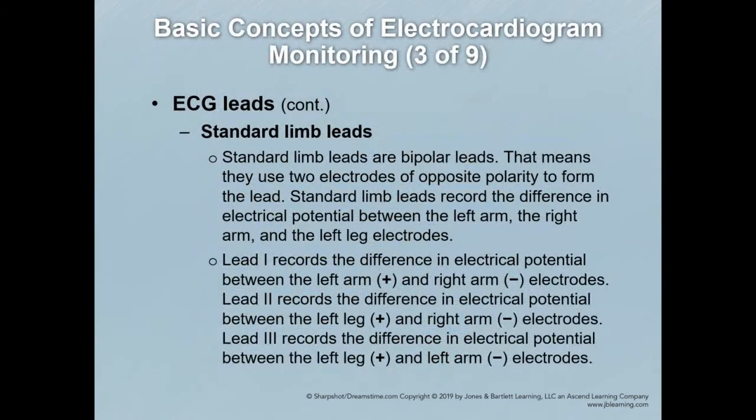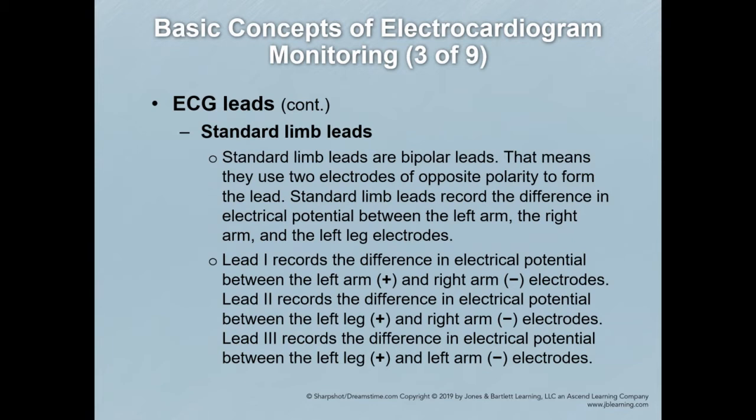So standard limb leads are bipolar leads, and what that means is they have a specific positive and a specific negative, and we are looking at a tracing traveling from a negative toward a positive. Okay, so keep in your mind, anytime an electrical impulse is traveling from a negative toward a positive on our EKG, we have that imaginary line in the middle that we refer to as the isoelectric line, or you hear some people call it the baseline.